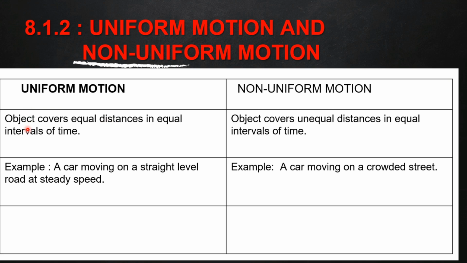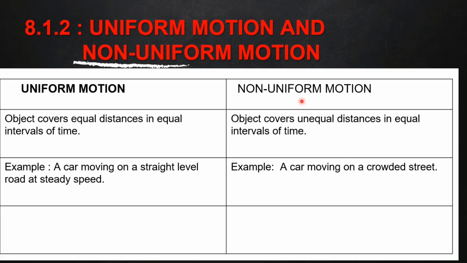So, what do you mean by uniform motion? Object covers equal distance in equal interval of time. If an object is covering 50 km in 1 hour and next time also the object is covering 50 km in 1 hour, that means it is covering equal distance in equal interval of time, then it is moving uniformly.